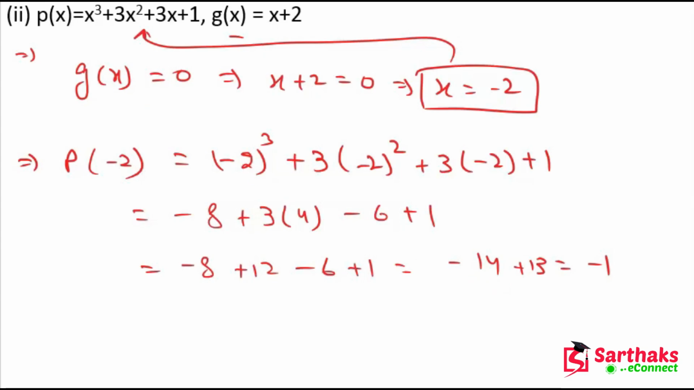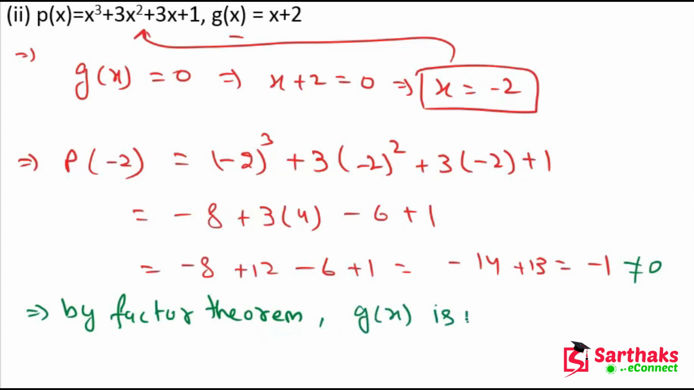So this is not equal to 0. So again, by factor theorem, g of x is not a factor of p of x. So my dear friends, I hope you understand these things.